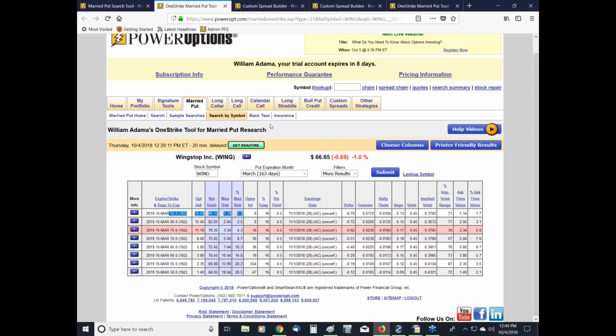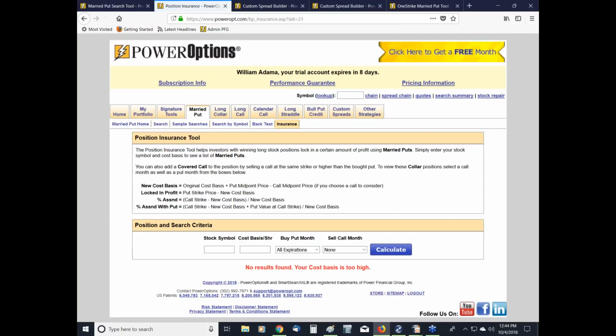Tim asked a question, and he says, what can I do if I already have a stock? Okay, well, in PowerOptions, we've got a great tool for that too. Under the married put, or even in the signature tools, we have what's called the insurance tool. So let's say Goose is a married put that I'm in. I got into it around 36. I think it's around 65 today. Took a big hit today, as did Ollie. But let's just say I own Goose, and I happen to get into the position at around $55 per share.